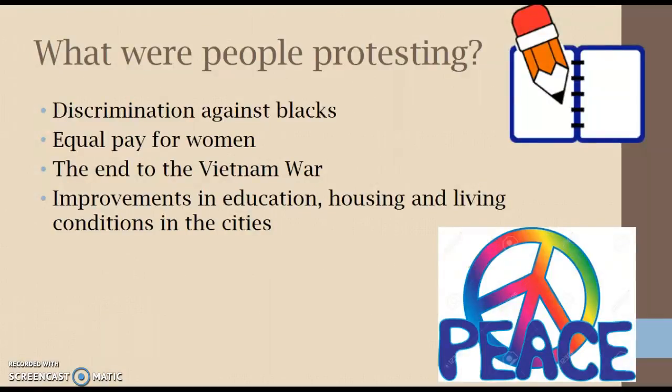All right, so what were these people protesting anyway? All kinds of stuff was getting protested in the 1960s. Discrimination against blacks. Then equal pay for women. Women started to jump into this protesting thing. We're going to talk more about that coming up. The end of the Vietnam War, and all of these things need to be improved. Education, housing, living conditions in our cities. So you might want to jot this stuff down for your notes.